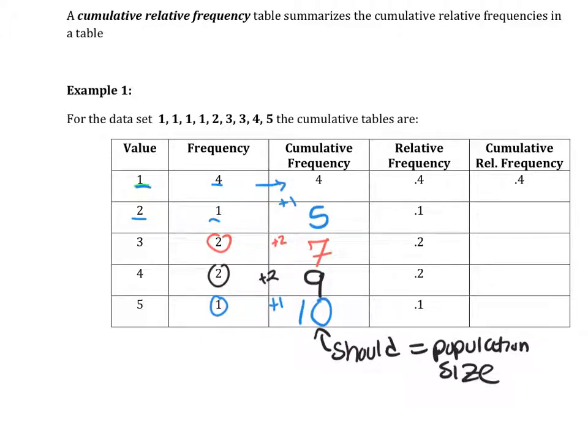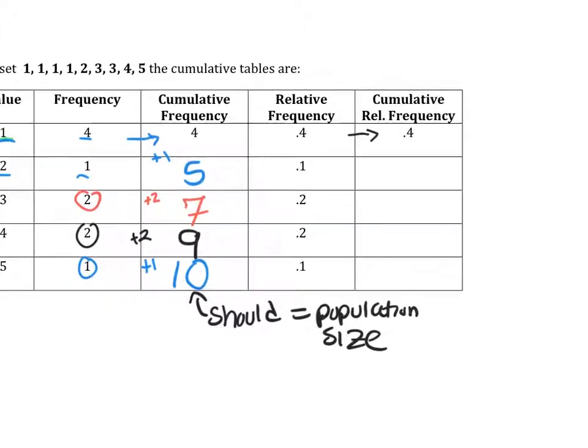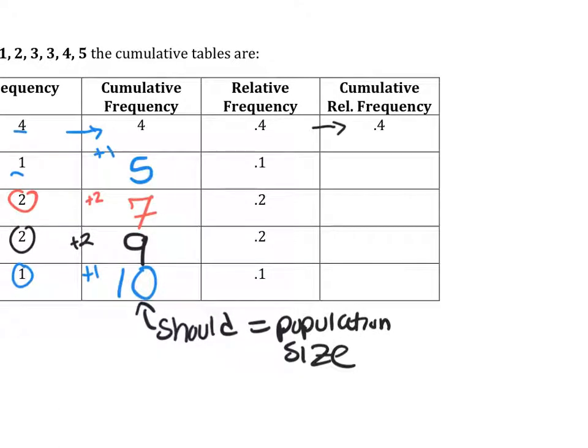Okay, so it's just a running total. You just keep adding the frequencies as you go down. And then relative frequencies, same idea, but you're just adding the relative frequencies as you go down. So our first relative frequency is the 0.4, so we carry that over. Then our next relative frequency is 0.1, so we add 0.1. Then our next relative frequency is 0.2, so we add 0.2.